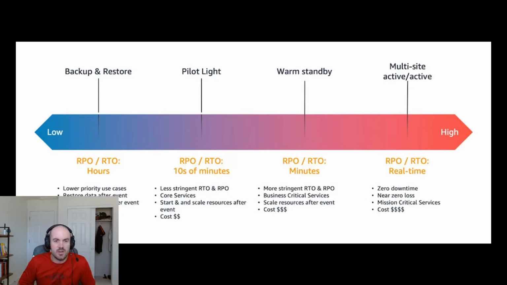Yeah. So next you have the pilot light recovery strategy, which has an RPO and RTO of tens of minutes, so maybe 10, maybe 20, maybe 30 minutes, something like that. It's slightly less stringent RTO and RPO, so again, it's going to be definitely faster than backup and restore. And basically what it looks like is you're running extremely scaled down versions of your core services, and you just have them provisioned but not started. Okay, they're just there. They're ready to be started and scaled up after something happens.